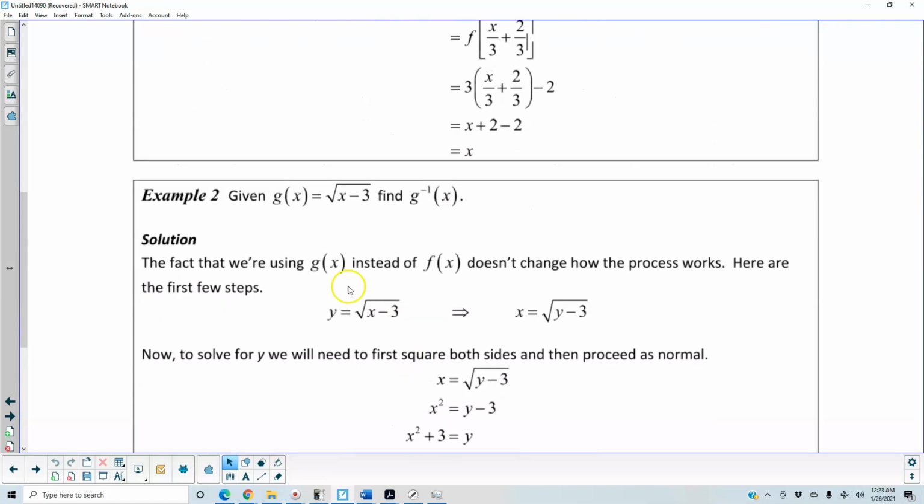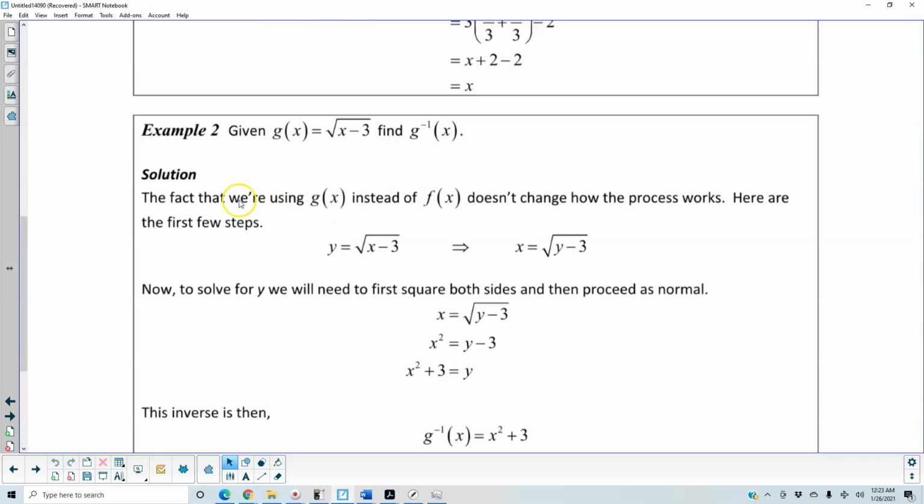Next example. Given g of x, which is equal to the square root of x minus 3, we want to find g inverse of x. Now, the fact that we're using g of x instead of f of x doesn't change how the process works. Here are the first few steps.